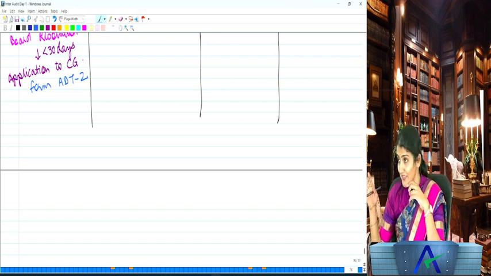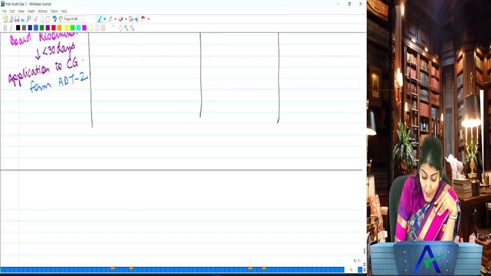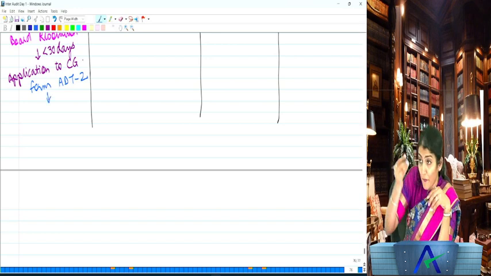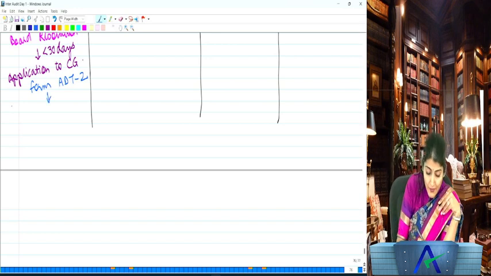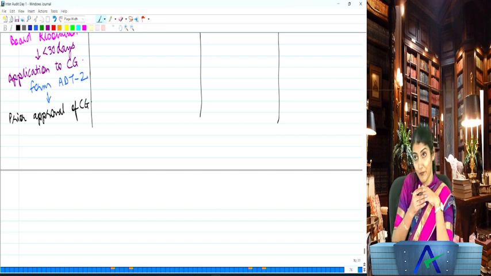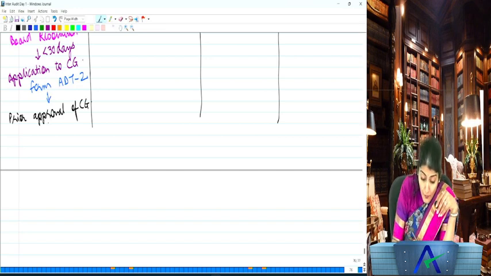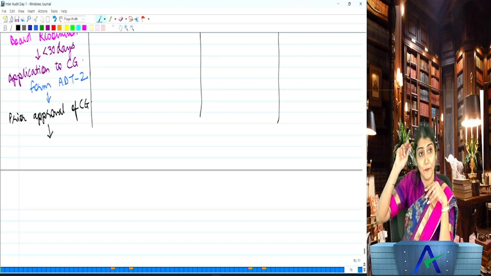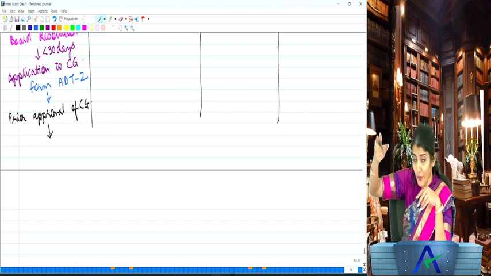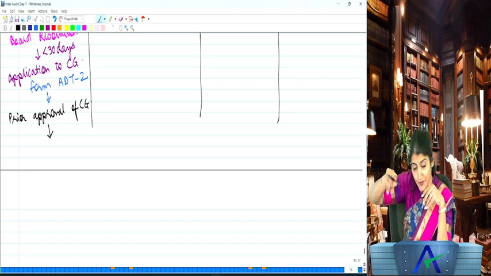Remove the auditor of the company. Now there is no time limit regarding within how many days the central government will give you the approval. But say you receive the prior approval of the CG, central government. And once you receive the approval, you pass the board resolution, then you make an application to CG, then CG gives you the approval.